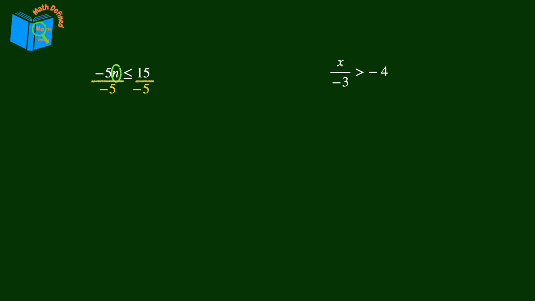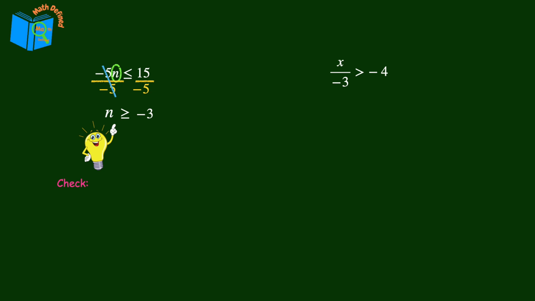On the left side, the negative 5's cancel out, leaving n. And remember, since we divided both sides by the same negative number, we need to flip the inequality sign to get n is greater than or equal to. On the right side, positive 15 divided by negative 5 is negative 3. The solution for n is any value greater than or equal to negative 3.